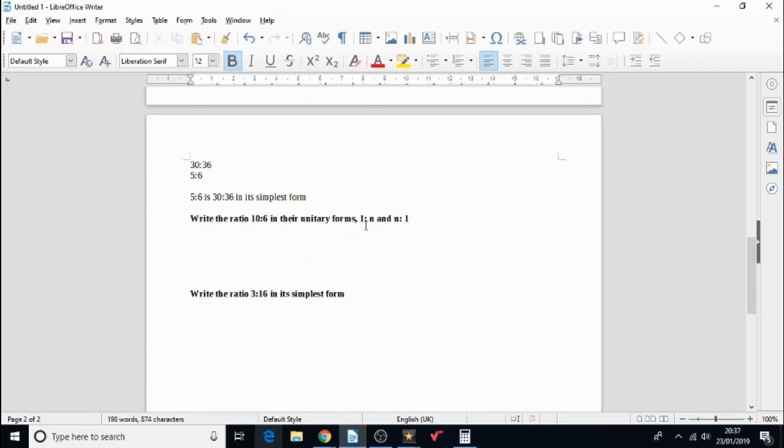So for the 1 to n, whatever you do to 10 to get to 1 is what you'll do to 6 as well. That's how you'll get your n. And then for the second one, whatever you do to 6 to get to 1 is what you'll do to 10 as well to get n. So let's work with the first unitary form, 1 to n.